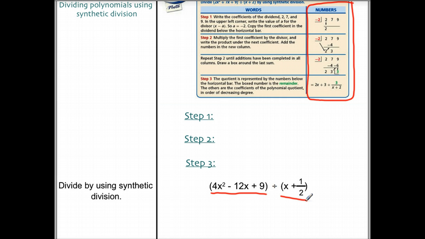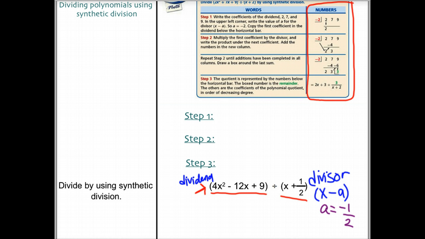So it says, write the coefficients of the dividend. So the dividend is this guy right here. Write the coefficients, and then in the upper left corner, we want to write the value of a for the divisor. So this is the divisor, and this is the dividend. Our divisor is written as x minus a, so we need to figure out what a is equal to. In this example, a is equal to negative 1/2.